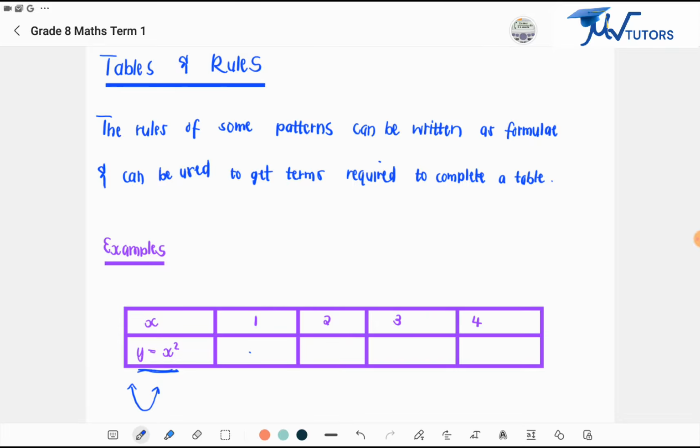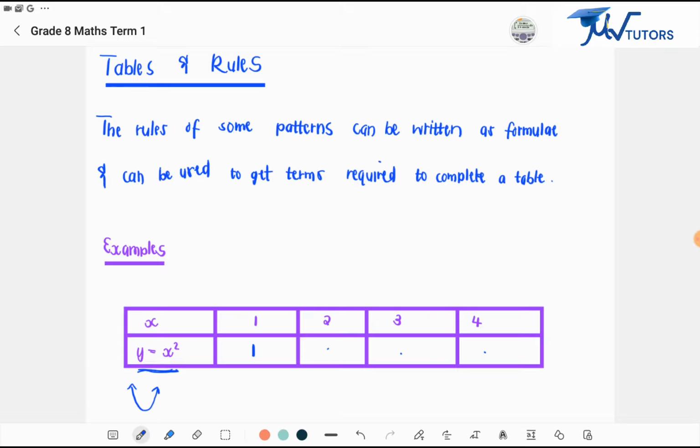So here in these missing blocks, I'm trying to get the values of y. So basically, if x is 1, what would be the value of y? Okay, remember we said y is x squared. Now x in this case is 1 and we're squaring it. So basically y is 1. Okay, what you're going to write down is simply 1.